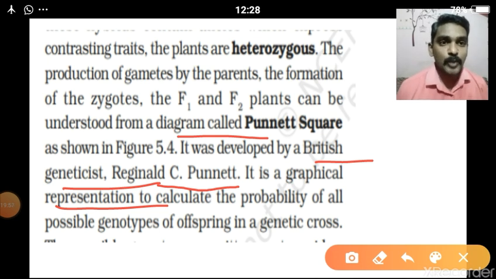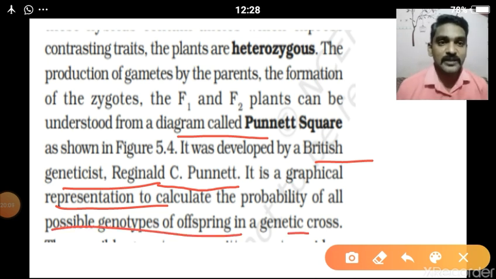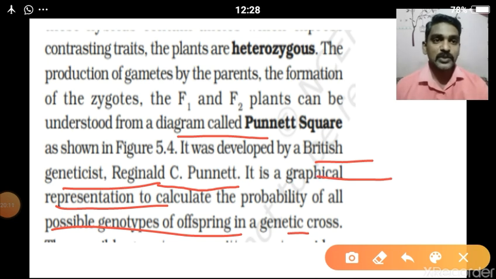There may be many probabilities. How many genotypes will we be getting? We have to calculate how many probabilities there are, what the probability is, and how many possible genotypes we can get from the genetic cross. Like a graphical representation, that is called a Punnett square.